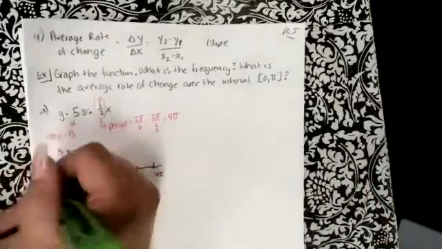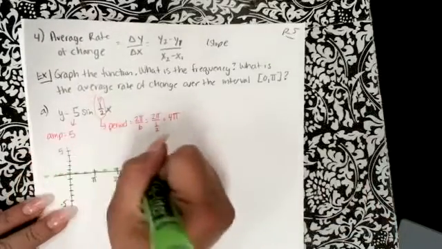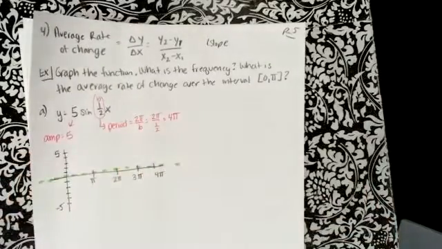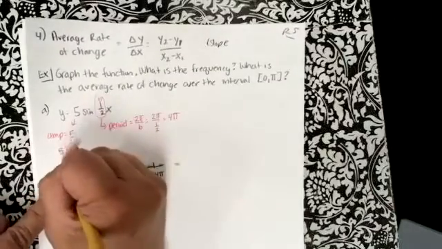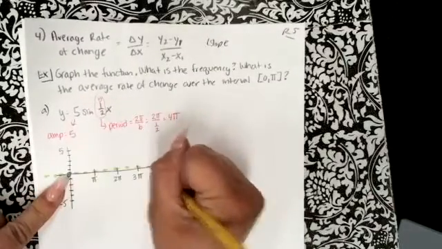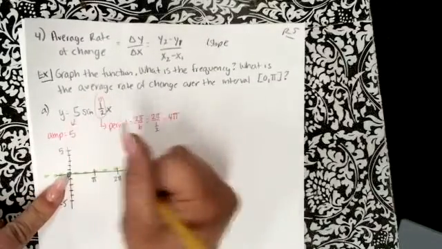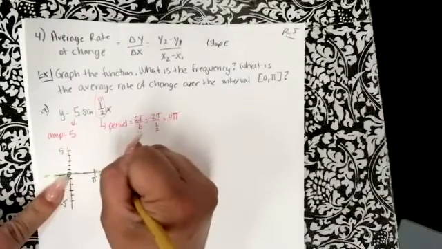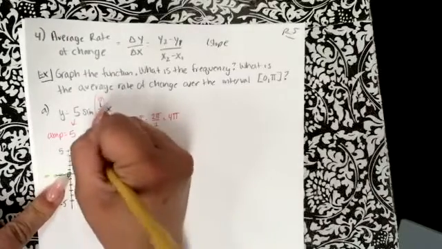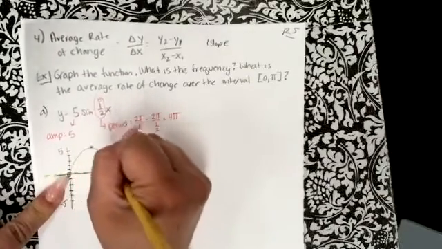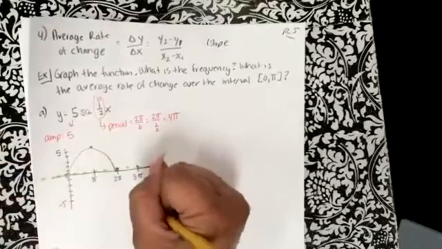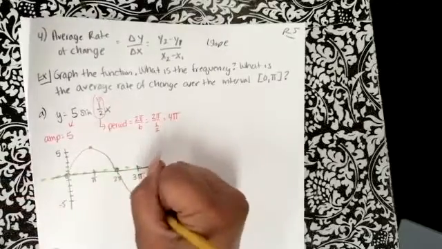Here's your midline. Sine started at 0, ended at 0. And remember, it goes up and then down. So it's going to cross the x-axis halfway. It goes up like this, and halfway, it goes down like this.